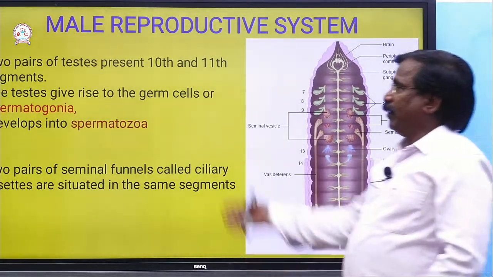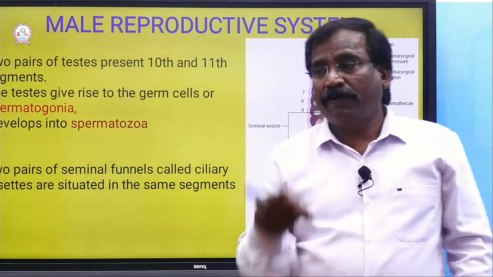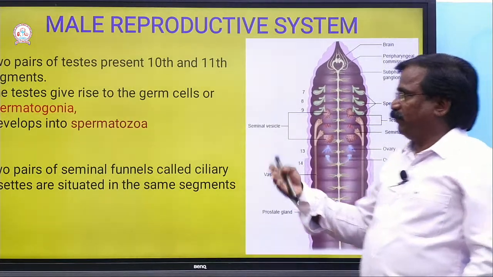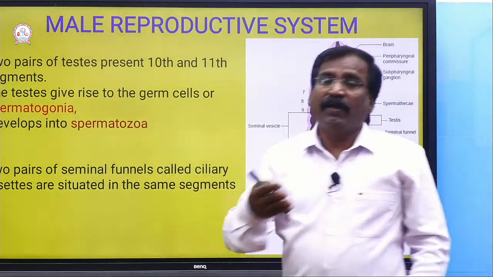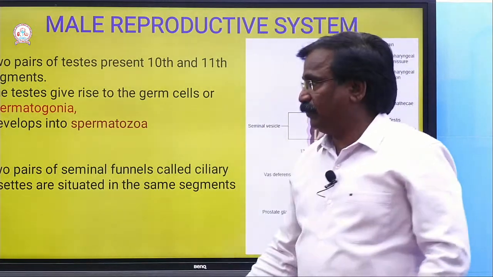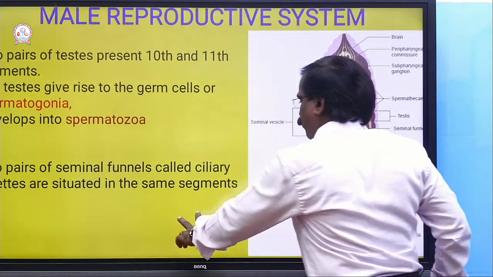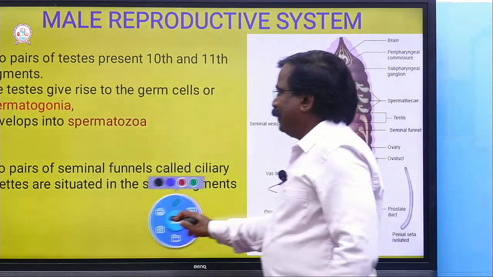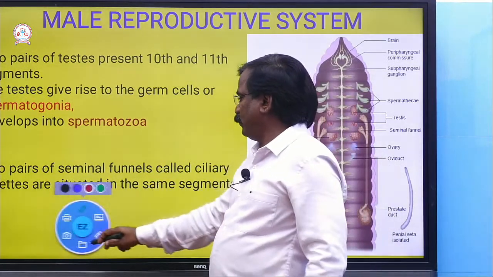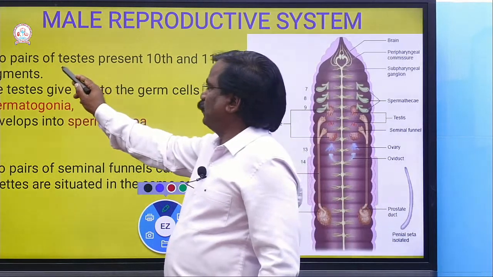Which is the male sex organ? The testis. Very good. In advanced organisms like human beings we also possess a pair of testes. Similarly, in the earthworm there is also a pair of testes. Testis is singular, testes is plural.